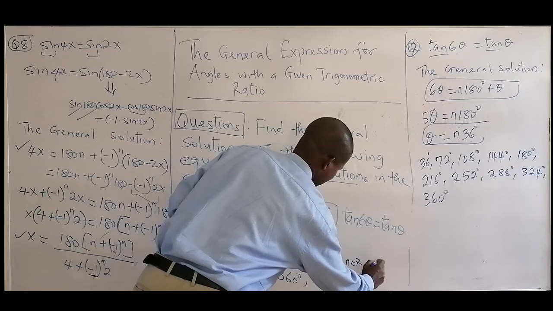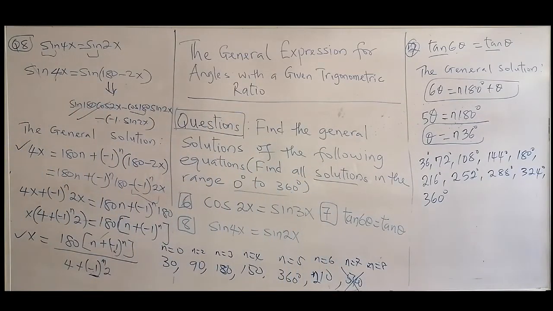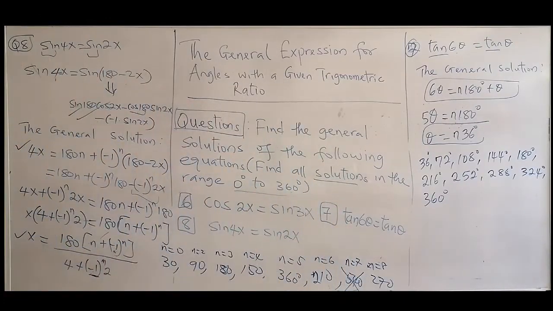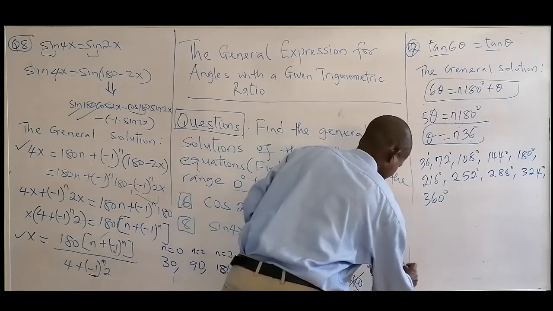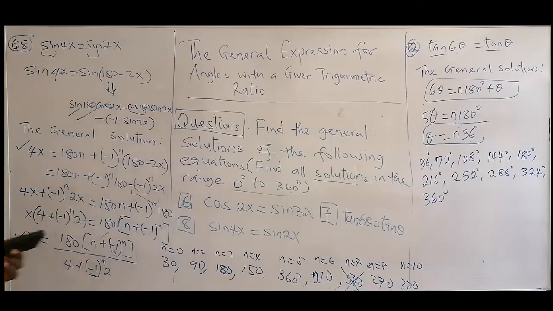Let's check n equal to 8, and then we'll stop there. N equal to 8 is 270. I'm going to cancel the odd numbers and go to n equal to 10. N equal to 10 is 330. So these are the solutions for this equation, and this one is the general solution.